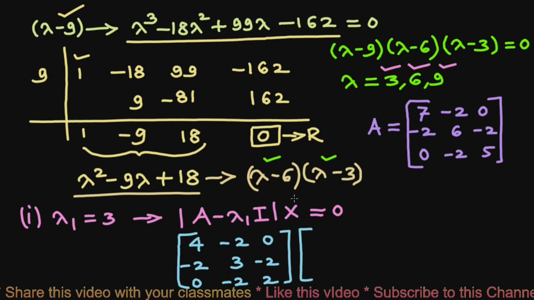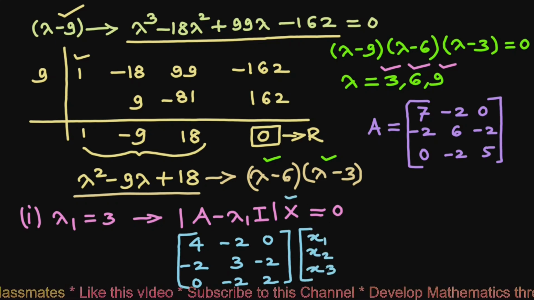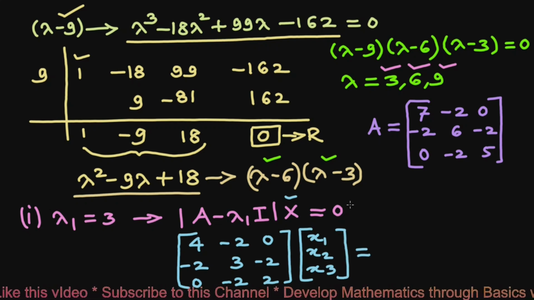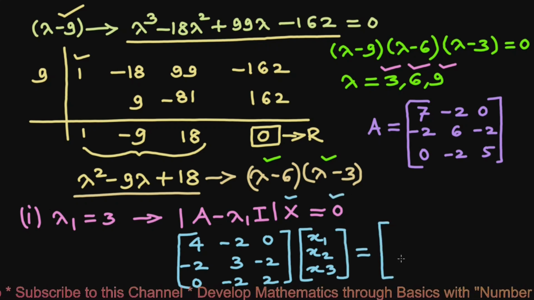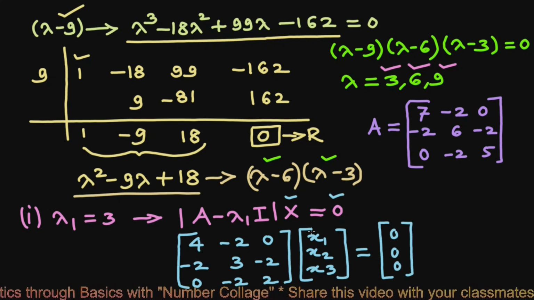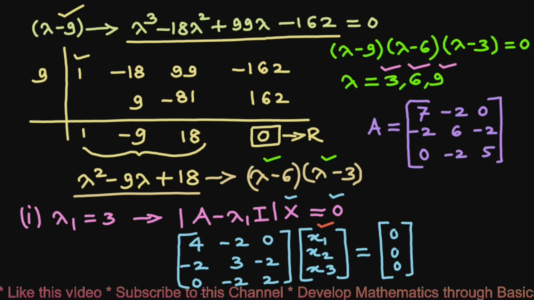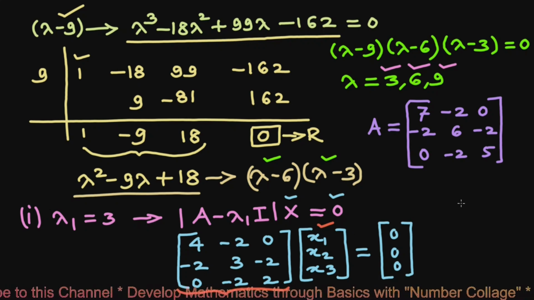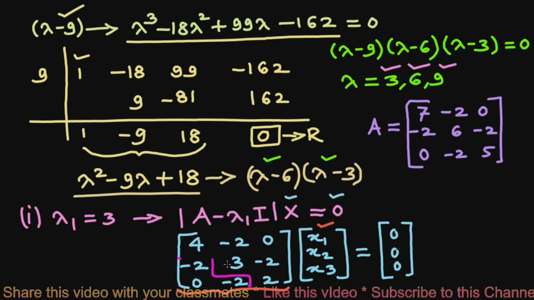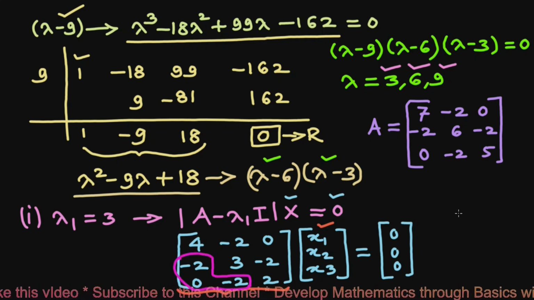In place of this X, we write the three variables x1, x2, x3, and in place of this 0, we write the column matrix 0, 0, 0. Now in order to find the values of x1, x2, x3, we have to reduce this coefficient matrix into an upper triangular matrix, which we will do by row transformations as follows.